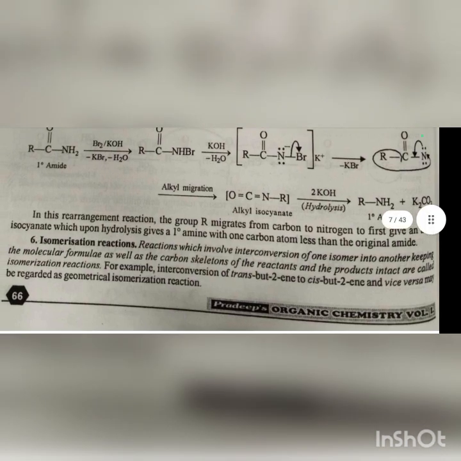Our sixth reaction is isomerization reaction. Reactions which involve interconversion of one isomer into another, keeping the molecular formula as well as the carbon skeleton of the reactant and the products intact, are called isomerization reaction. For example, interconversion of trans-butadiene to cis-butadiene and vice versa may be regarded as geometrical isomerization reaction.